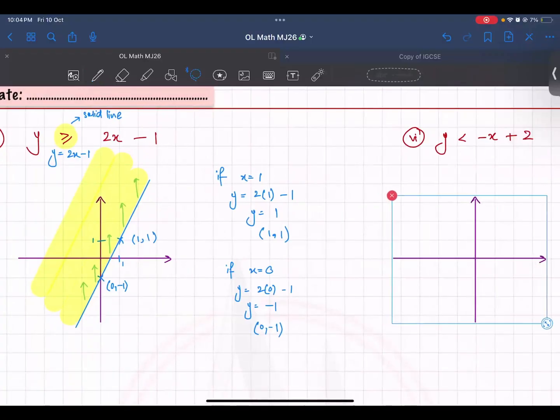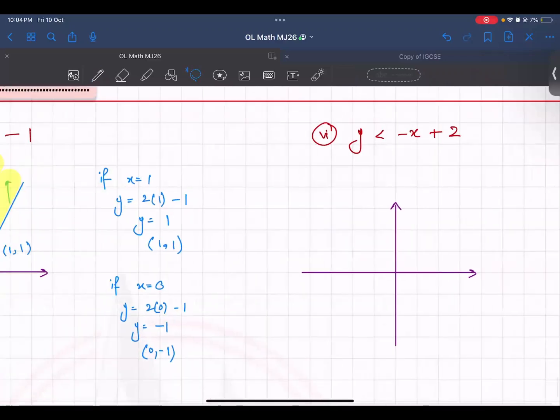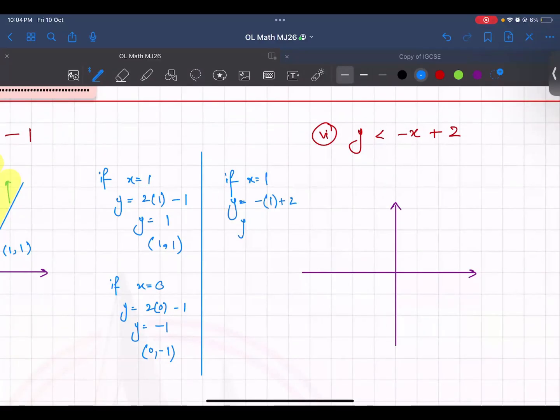Okay, doing the same thing over here. First, we will get 2 points. You want to find any 2 points, so you can choose any. So let's suppose your x value is 1, so y is equal to -1 plus 2, which would be +1. So 1, 1. And then if x is 0, y will be -0 plus 2, which will be 2. So you have 0, 2.